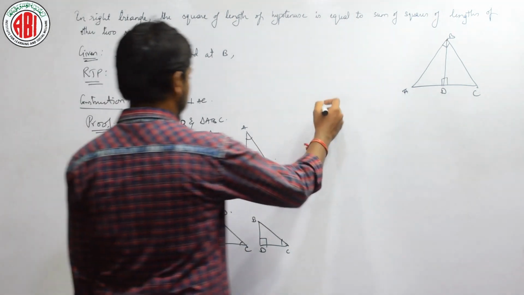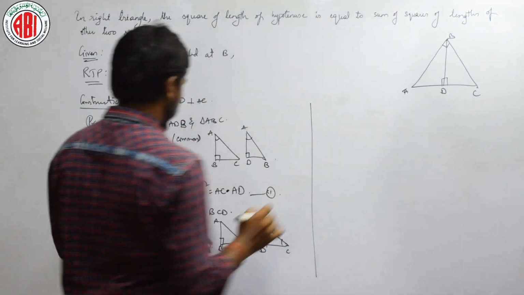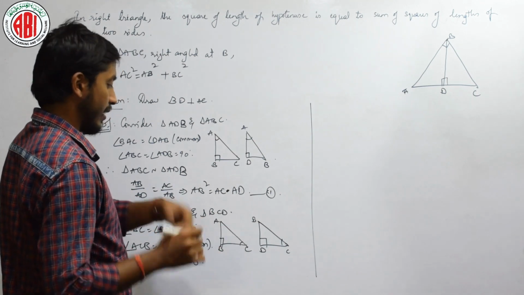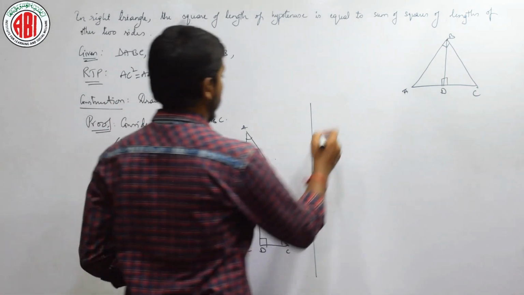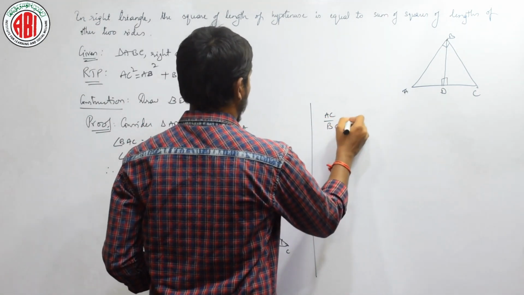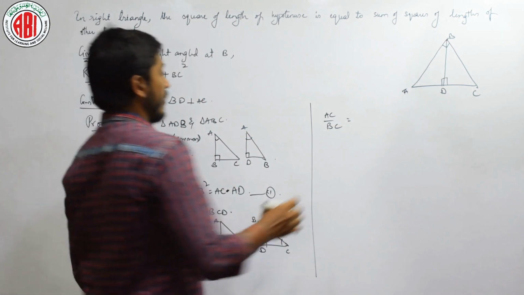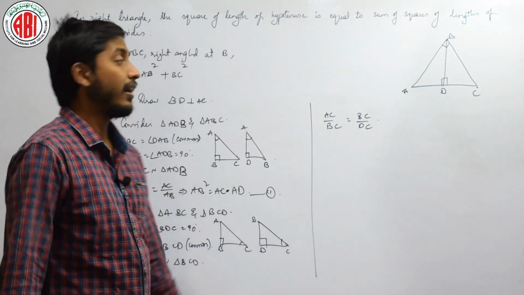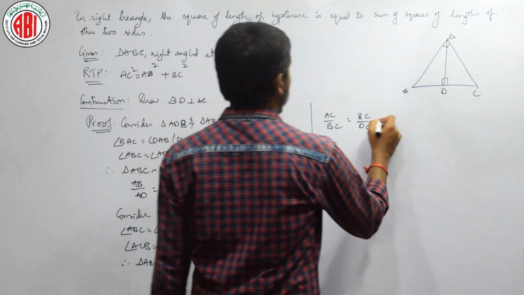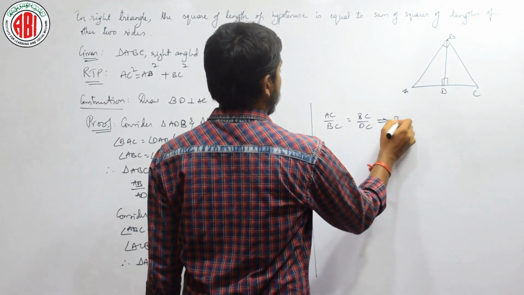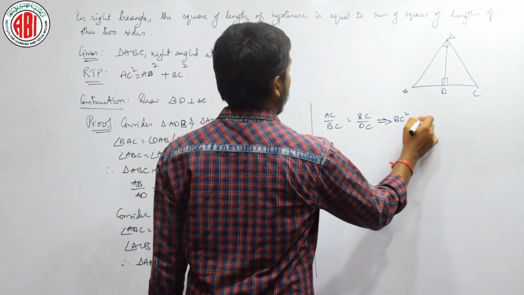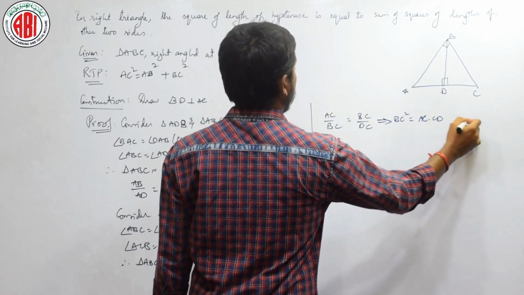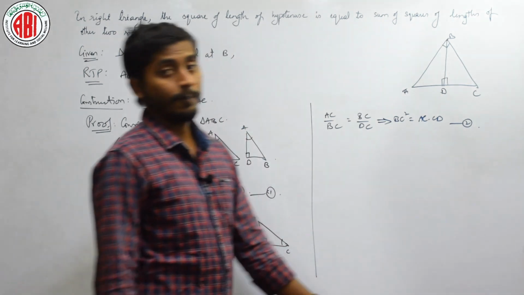See here, let us write somewhere here. What is it? AC by BC is equal to BC by DC. Is it right? Let us cross multiply again. What we will get? BC into BC is BC square is equal to AC into CD. This is the second equation, right.